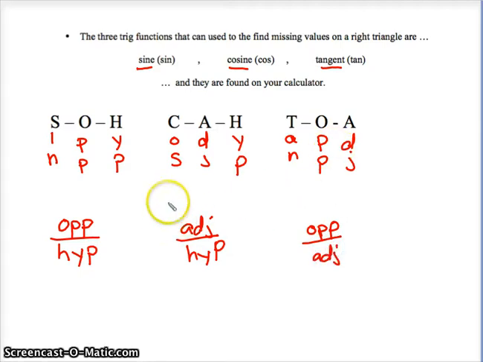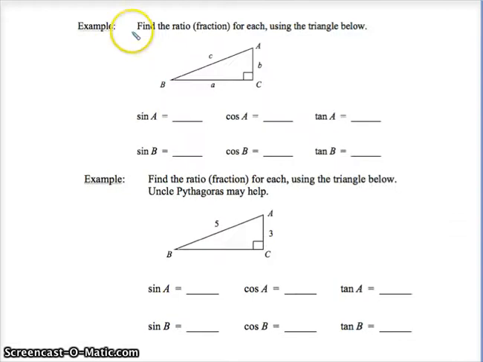All right, great. Now, this term adjacent means next to. We'll talk about that as we look at some examples, but these all refer to the angle that you're looking at. So as we look at an example, we're going to find the ratios using this triangle below. I'm going to go ahead and write our friendly phrase, SOHCAHTOA. That's going to help us remember what all these ratios are.